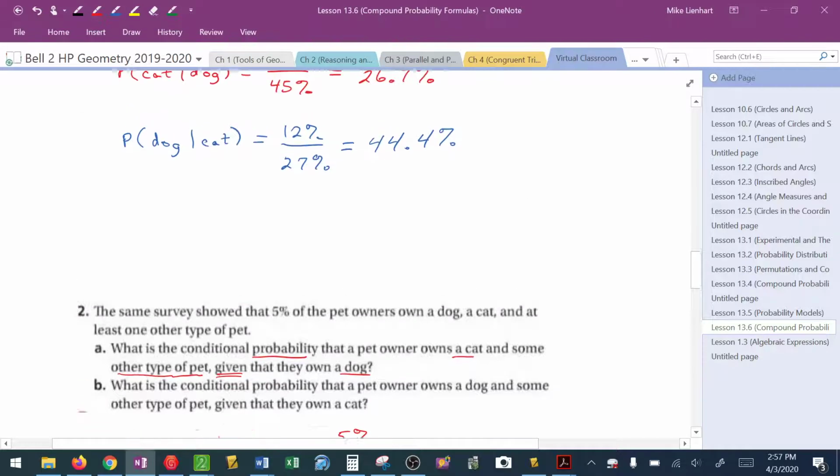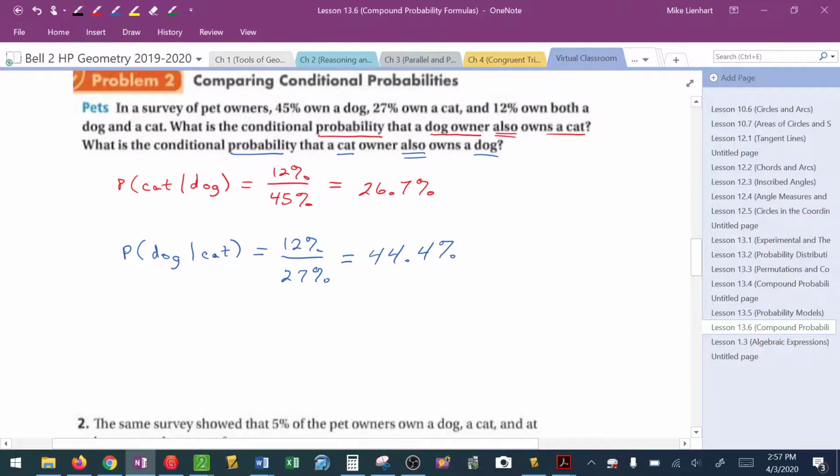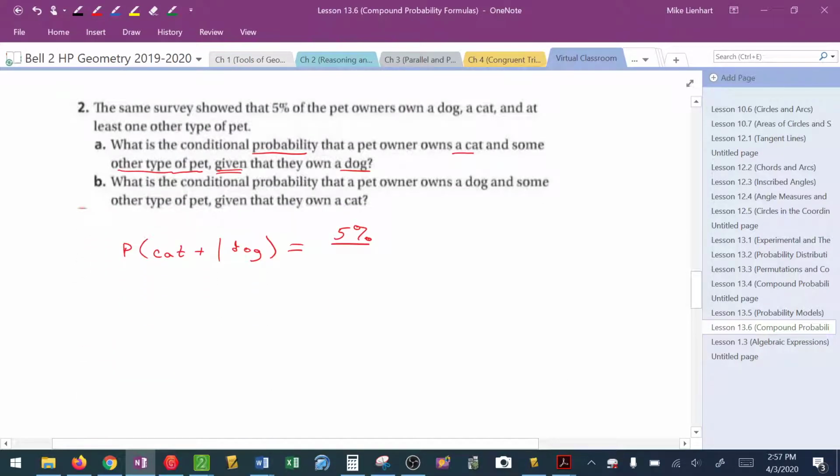The probability of a dog from the previous information was 45%. And if I simplify this, I get 11.1%. Part B here says, what's the probability that they own a dog and some other kind of pet, given that they own a cat?